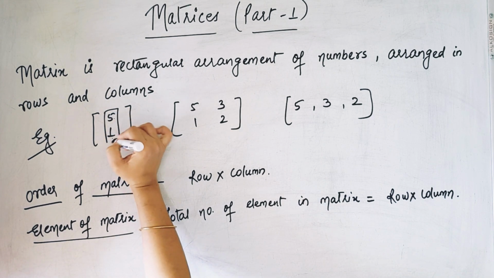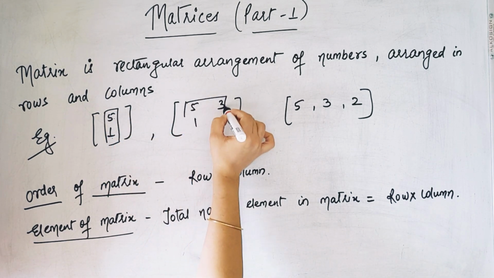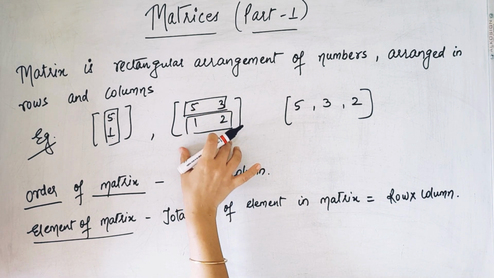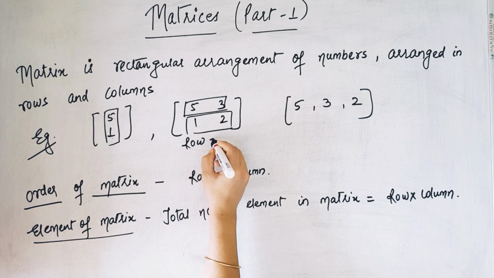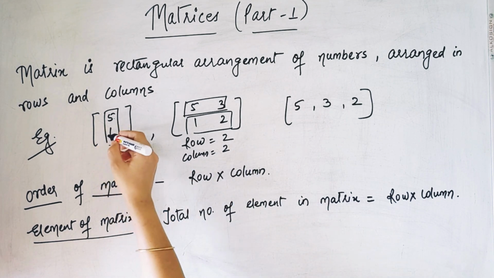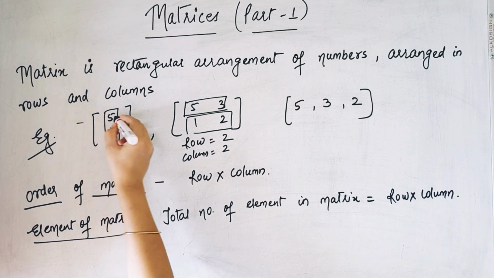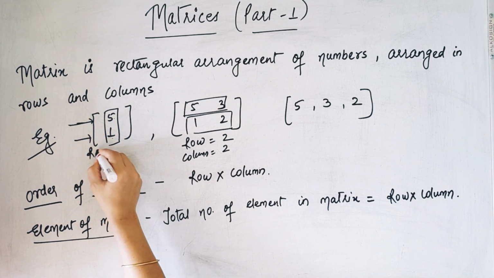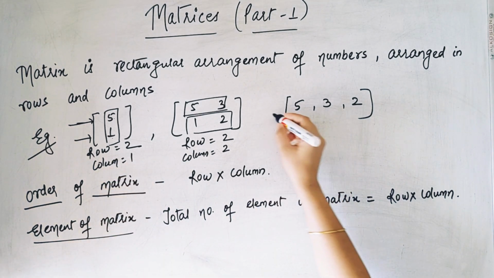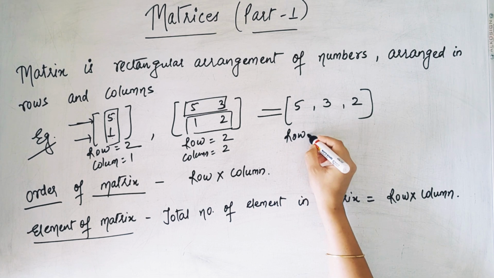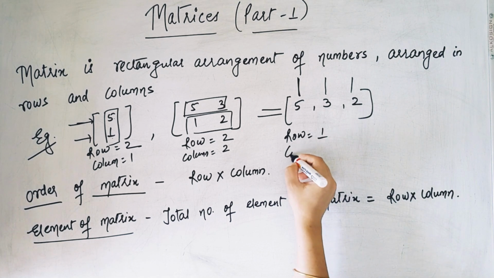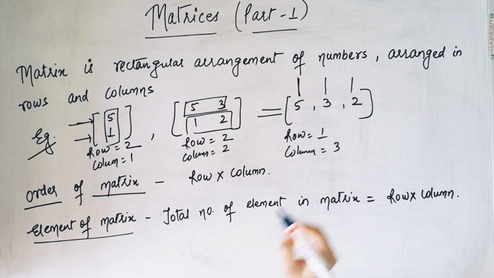So this is called what? Column. And this one, this is called row. So in this matrix we can say there are 2 rows. How many rows are there? 2. And how many columns are there? 2. Here we can say row is 2 and column is 1. Now see here, this is row. So row is 1 and column, this is 1, 2 and 3. So column is 3.